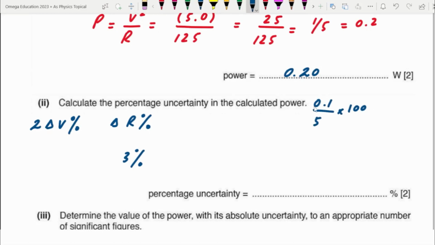So what do you get? You get 10 divided by 5, which is 2. So 2 times of that much would be 4%. So what is the total percentage uncertainty? 7%.